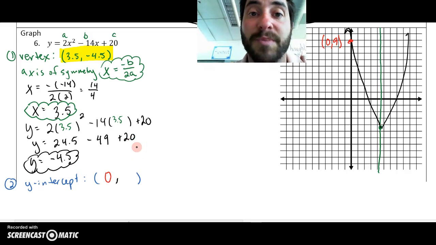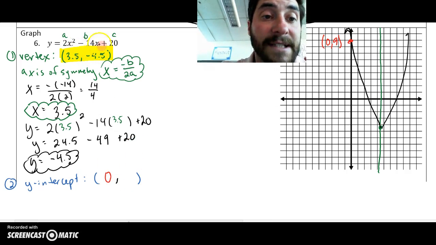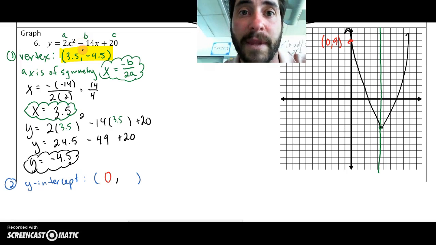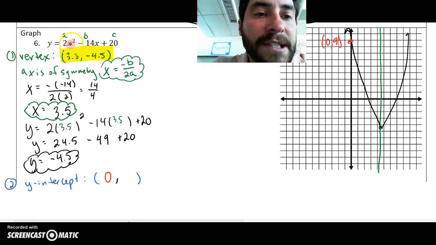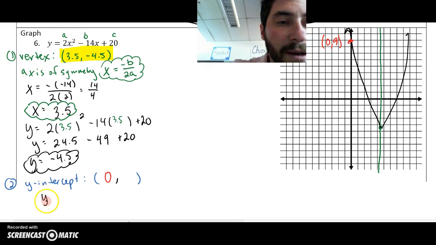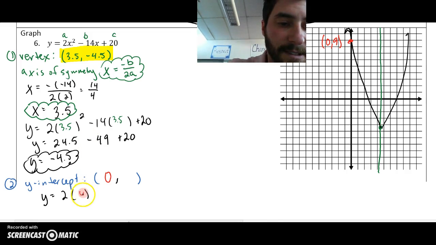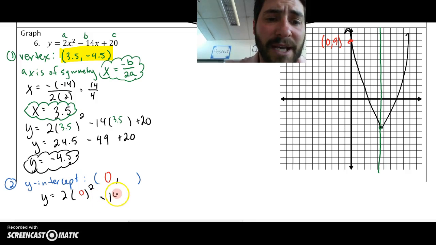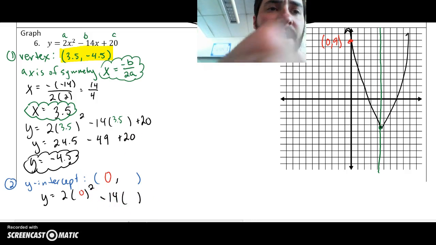So this one's nice and easy. You just plug in 0 for all of your x's and find y. What happens when you plug in 0 for this x here? Let's do it for all of you non-believers. Let's throw in 0 for our x's. Some of you are like, oh, Mr. Marcus, this is just 20. And I go, yeah, smarty pants, it is. Good for you. Don't ruin it for the class, all right?